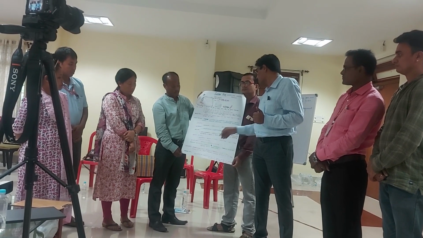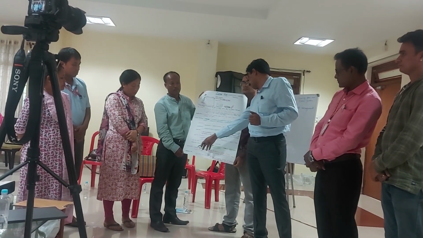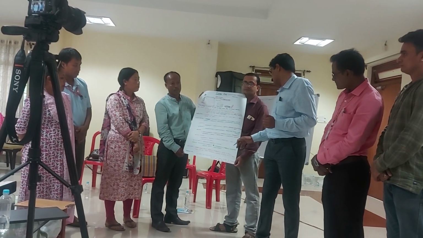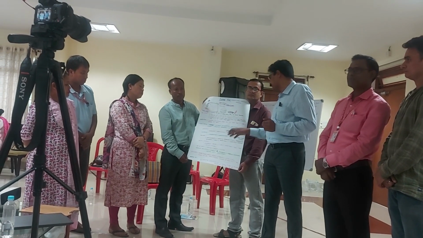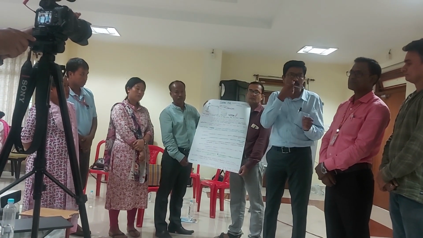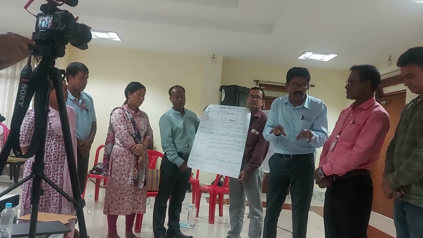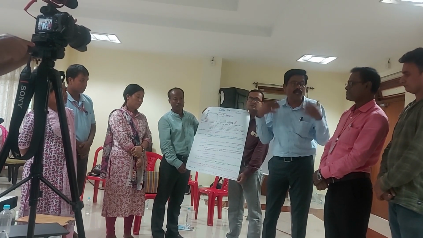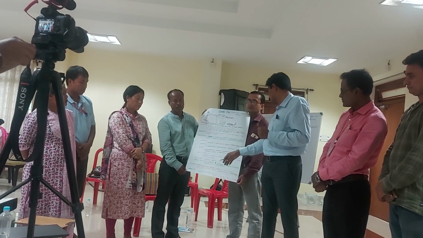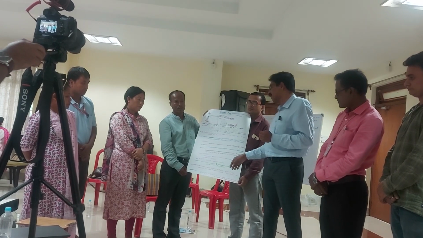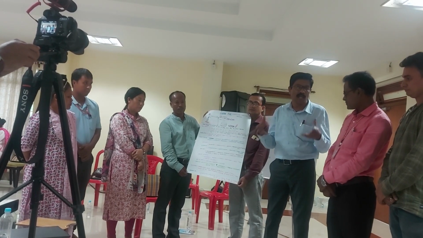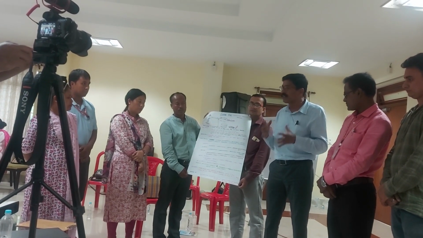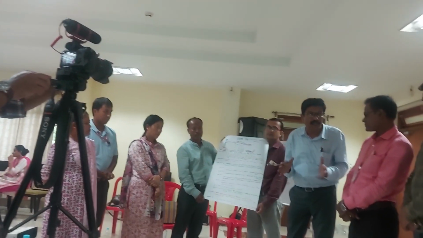Then outcome. So what are the outcomes here? That is, the various types of senses that we have seen. They will smell the seeds, they will touch the seed, they will see it. So all types of senses will be used by the students here. Similarly, the pattern of the seeds, the type of the seeds, they will be able to easily understand, and that will be a concrete learning.